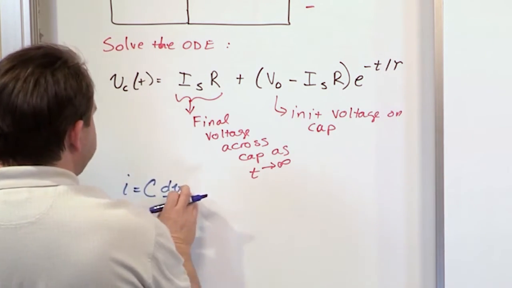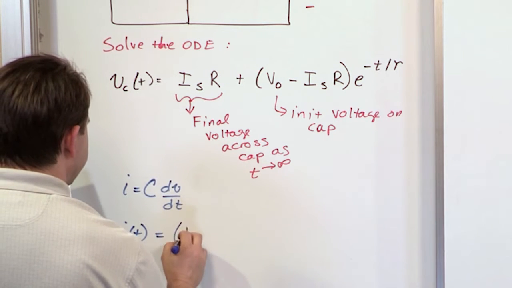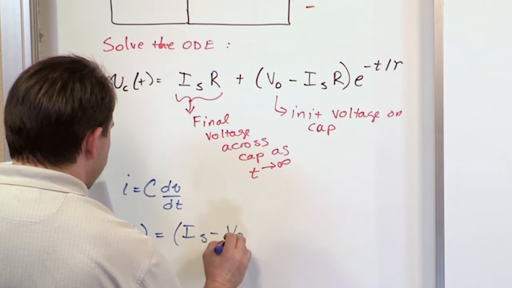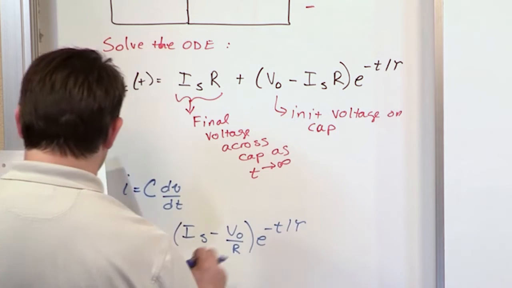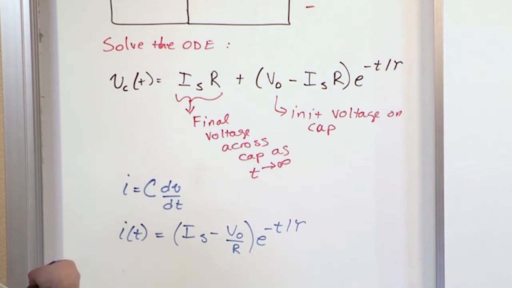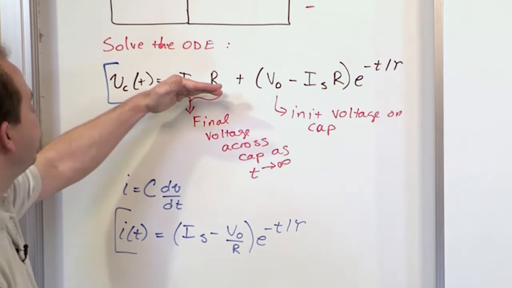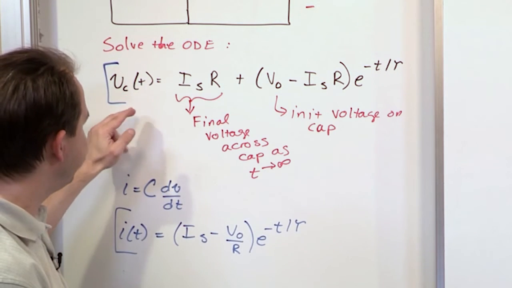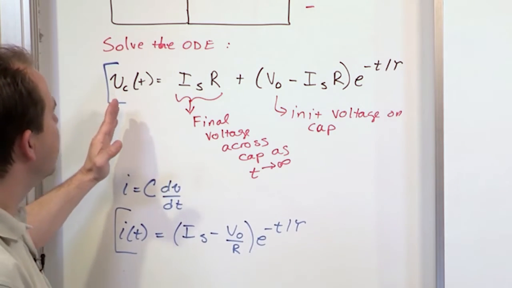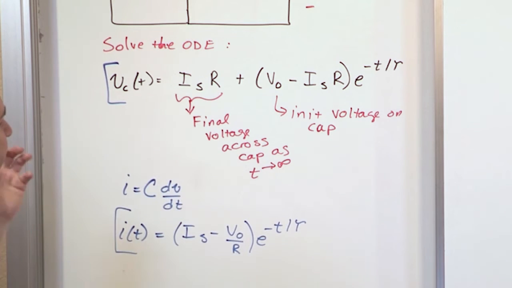When you do all of this derivative business, multiply by this, and simplify everything, rather than waste the board space, I'll just tell you what you would get: (I sub s minus V naught over R) e to the minus t over tau. And this is exponential decay. So they're exponential in both cases. If you were to plot the voltage on this capacitor after the switch closes, it starts at an initial value, usually 0, and increases up to a final value, which is going to be this value right here, the final voltage across the capacitor.